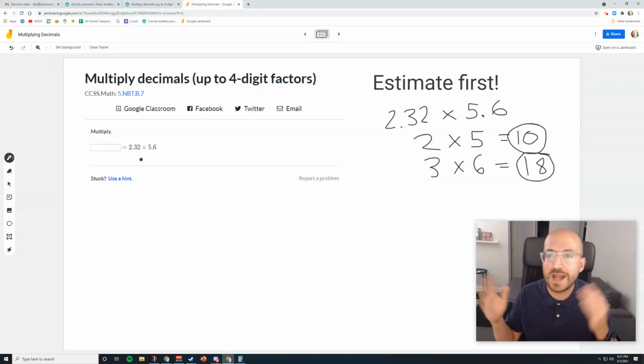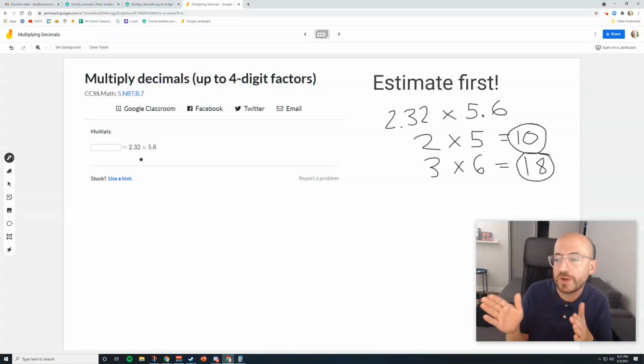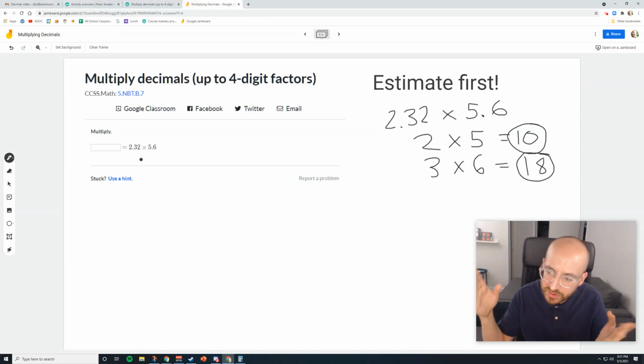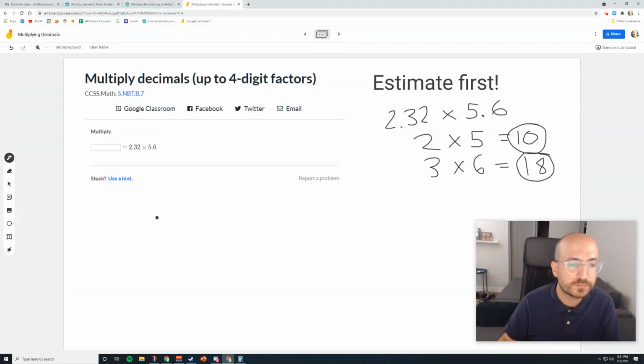Come up with your estimates now. People at home, what are you thinking? Wits and wagers. What do you think? 15? Get a guess. And then we're going to do the multiplication. All right, I'm going to just start. This one has 3 digits, and this one has 2 digits.